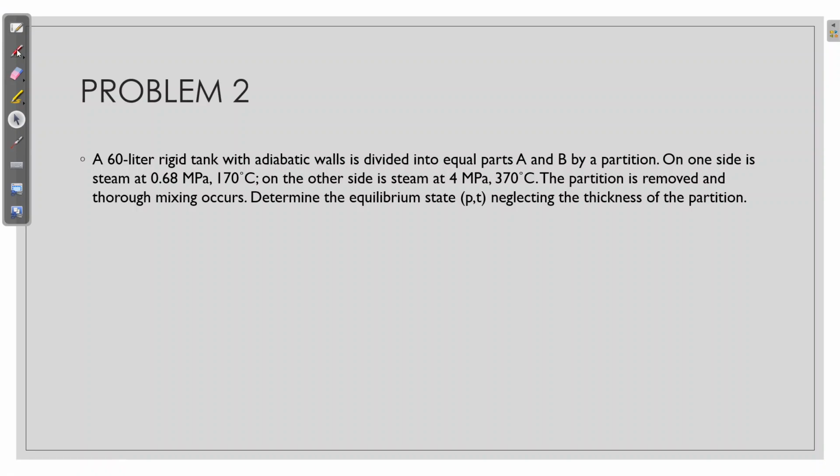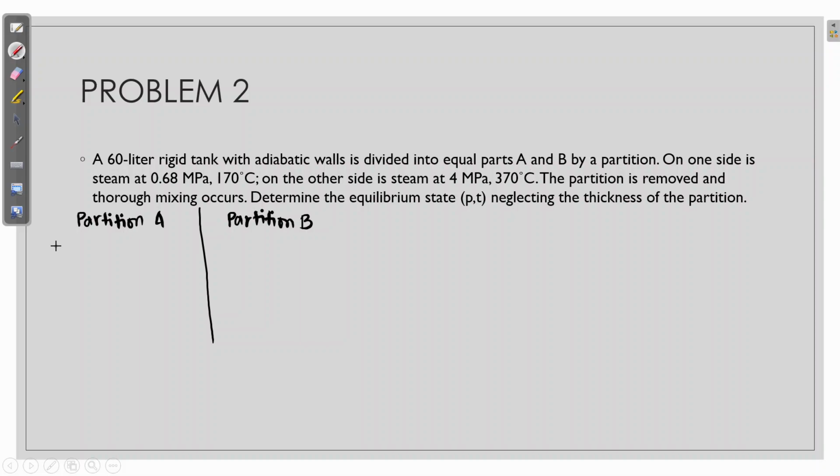Okay? So, tingnan muna natin kung ano ang properties niya sa partition A at saka sa partition B. Okay? Kapag tinignan natin itong 0.68 MPa tsaka 4 MPa at 370 degrees Celsius, parehas itong steam.